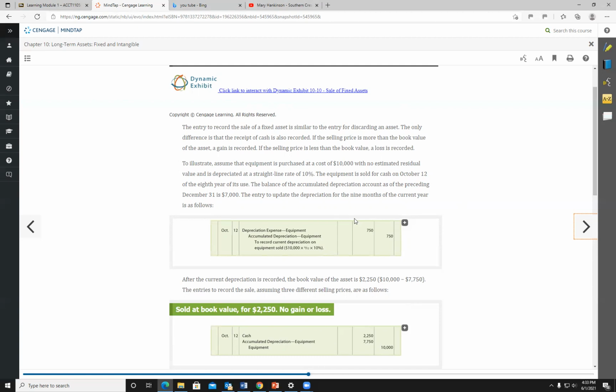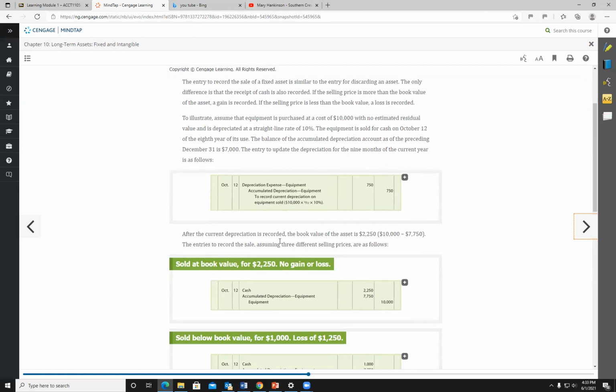So again, you're going to take the 10,000, multiply it by the 9/12 times the 10%, which is going to give you the $750. And that's what you're going to go ahead and record as the depreciation expense. And then after the current depreciation is recorded, the book value of the asset is $2,250, which is 10,000 minus the 7,750, which is the 7,000 plus the 750 you just recorded. So you're going to take the 10,000, which is the purchase price of the equipment, less the total depreciation expense, and that gives you the new book value of the asset.